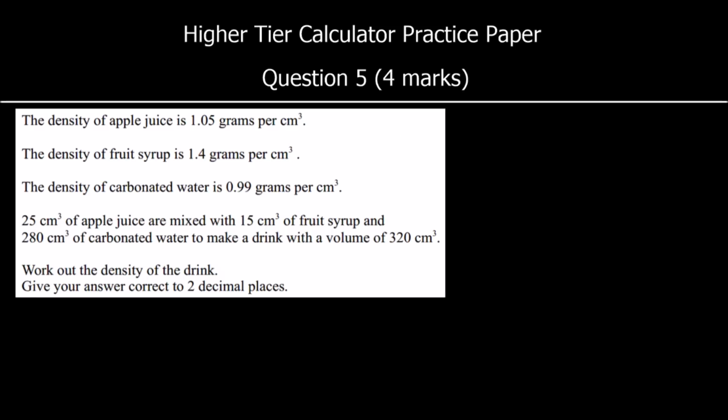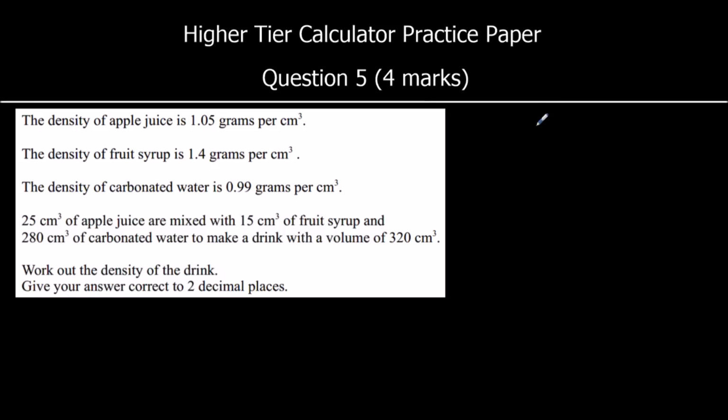Question 5. The density of apple juice is 1.05 grams per centimeter cubed. The density of fruit syrup is 1.4 grams per centimeter cubed. The density of carbonated water is 0.99 grams per centimeter cubed. 25 centimeters cubed of apple juice are mixed with 15 centimeters cubed of fruit syrup and 280 centimeters cubed of carbonated water to make a drink with a volume 320 centimeters cubed. Work out the density of the drink.